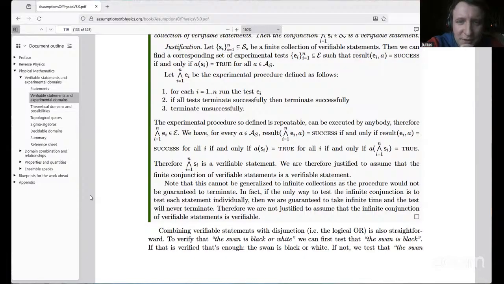Sorry, this result function, we have discussed before, but can you just briefly remind me what the possible values are? Success, failure, and undefined.